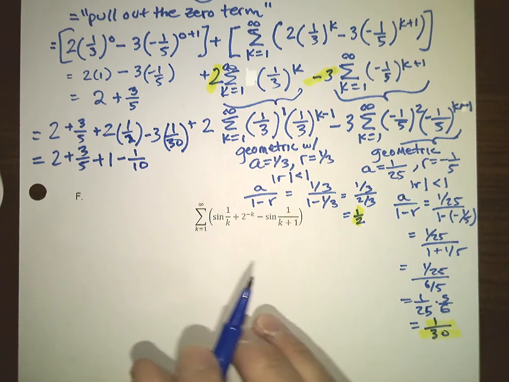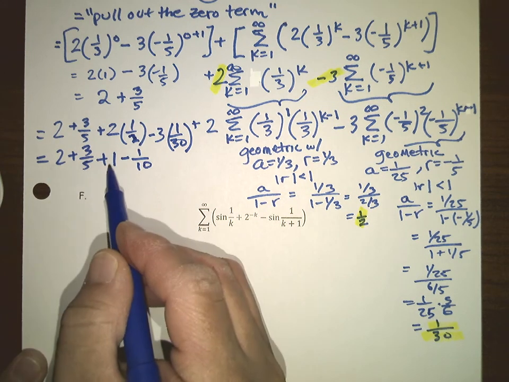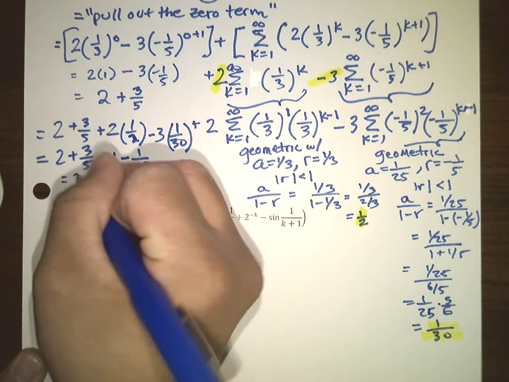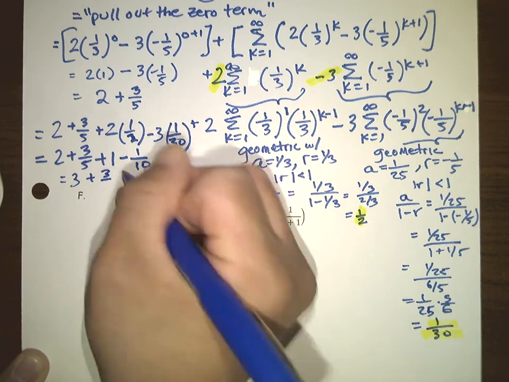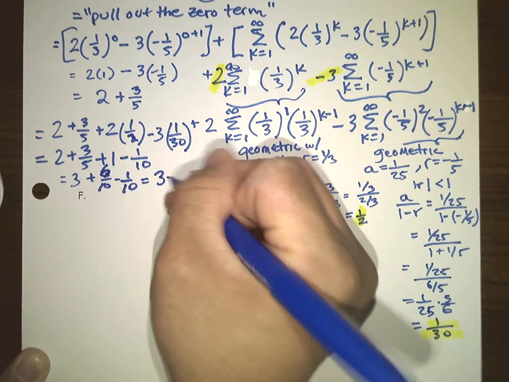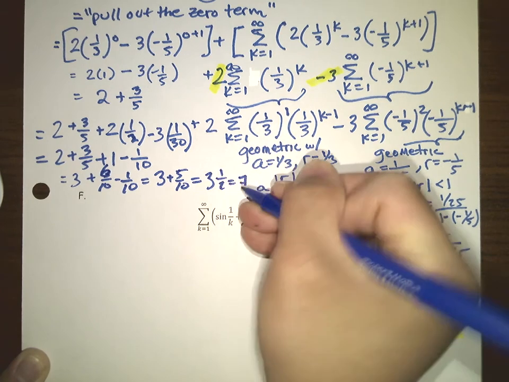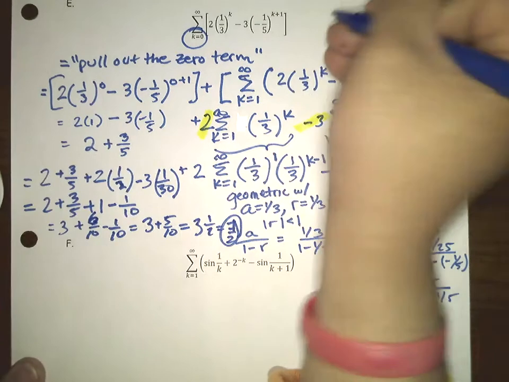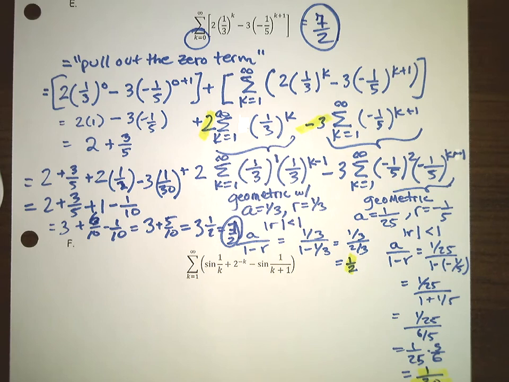Oh, what a time to be alive here. So then 2 plus 1 is 3 plus 3/5. So I'll make a common denominator with the 10. So 6/10 minus 1/10. So that's 3 plus 5/10. So that's just 3.5 or 7/2. So this ends up being 7/2. All right, what a time to be alive.